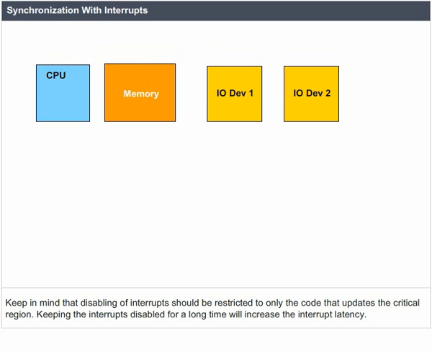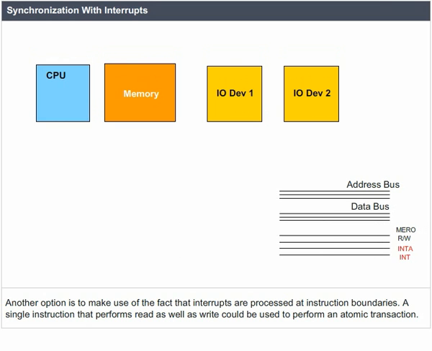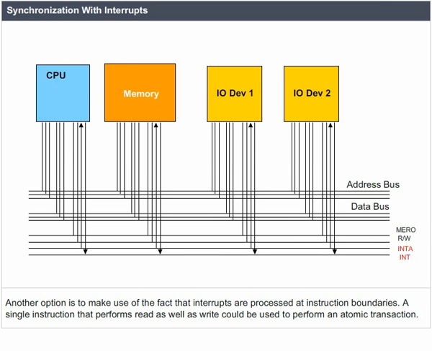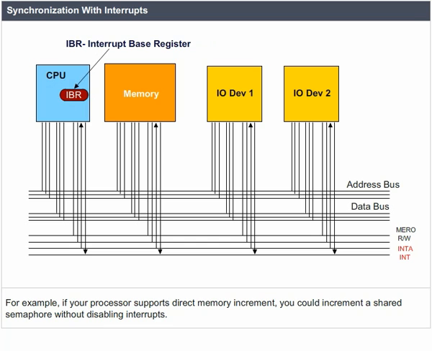Another option is to make use of the fact that interrupts are processed at instruction boundaries. A single instruction that performs read as well as write could be used to perform an atomic transaction. For example, if your processor supports direct memory increment, you could increment a shared semaphore without disabling interrupts.